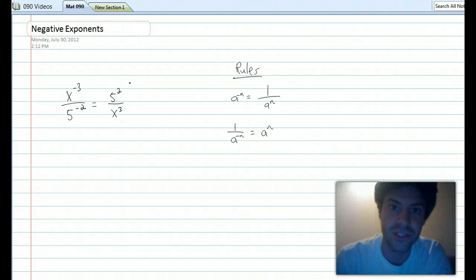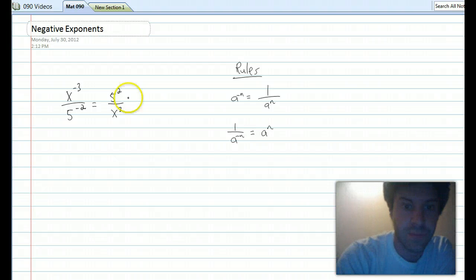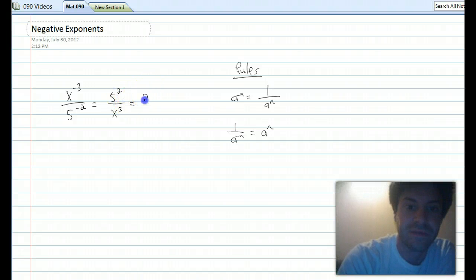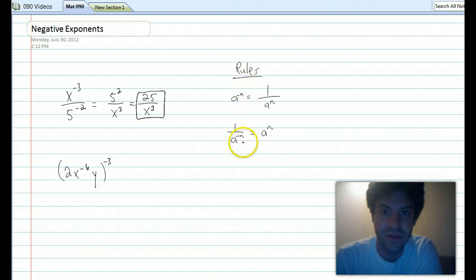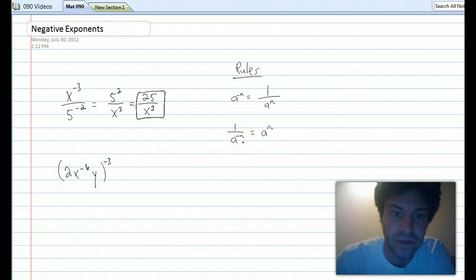Well, we don't know what x cubed is, it's just a variable. But we do know that 5 squared is 25. So our most simplified answer is 25 over x cubed. Now what we need to do is combine concepts from the negative exponent video, this video, and the previous video about rules of exponents. So let's look at this example.